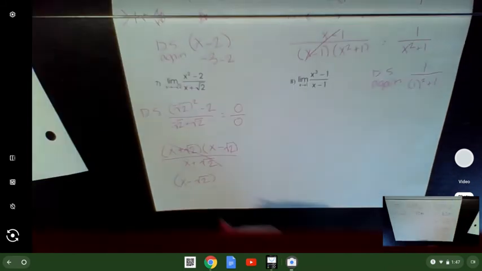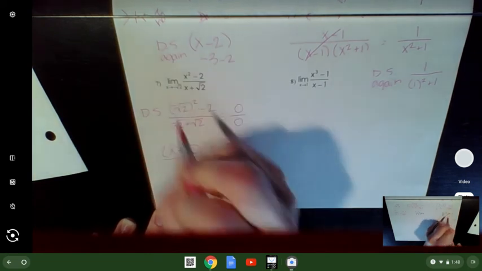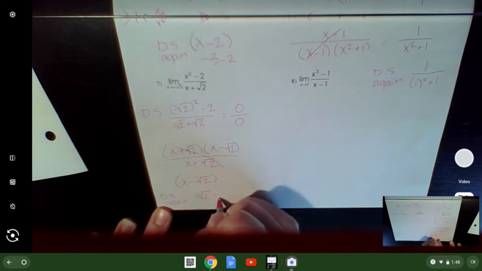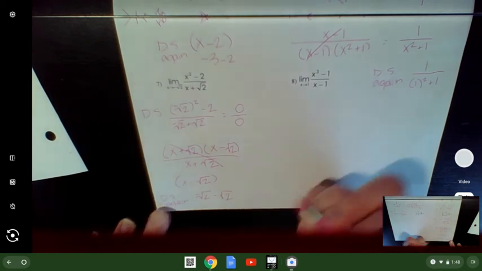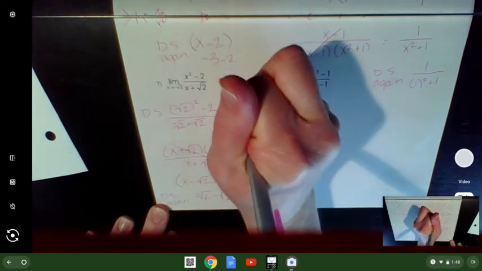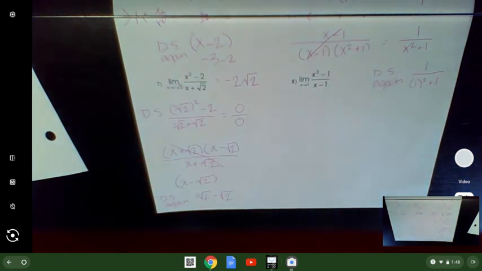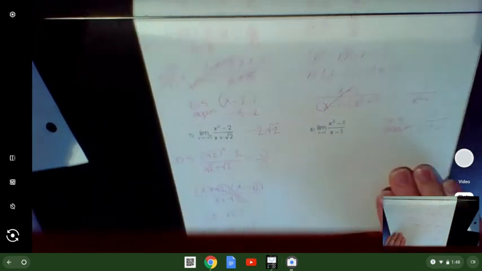So now that we have factored and canceled the hole, I am going to try direct substitution again. Plugging in the negative square root of 2, I got negative square root of 2 minus the square root of 2. And that gives me negative 2 square roots of 2. The limit of my function as we approach the negative square root of 2 is negative 2 square roots of 2. I want you to go ahead and try number 8. You can verify it with my answer key.